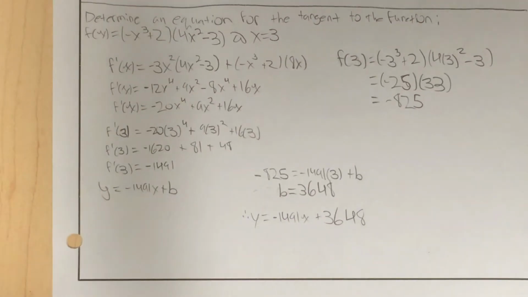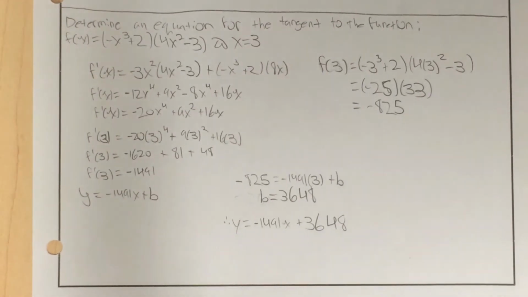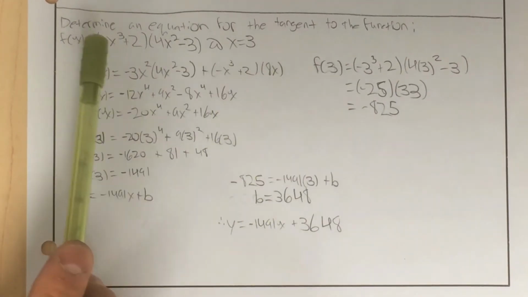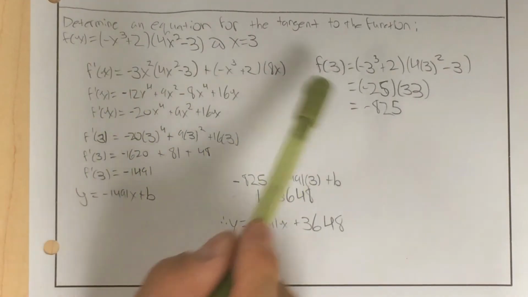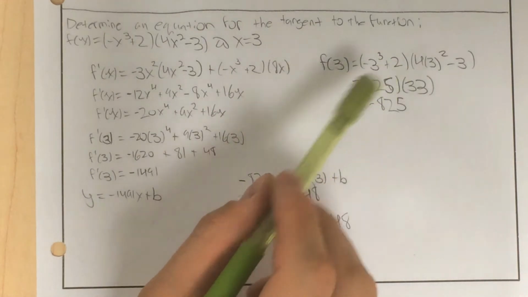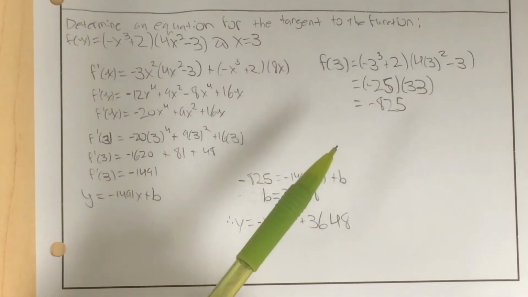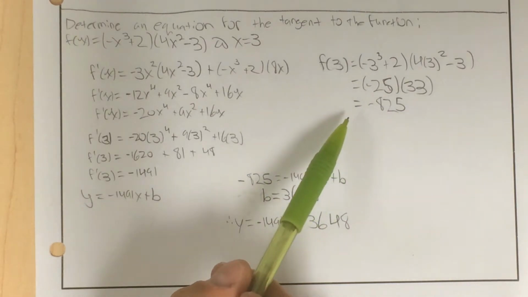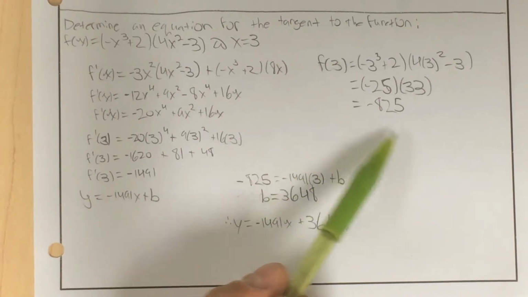Since we have found the slope of the tangent at x equals 3, we must find the y value at x equals 3. To do this, we simply plug in x equals 3 into the original function. Therefore, f of 3 equals negative 3 to the power of 3 plus 2 times 4 times 3 squared minus 3. This simply gives us negative 25 times 33, which results in a y value at x equals 3 of negative 825.